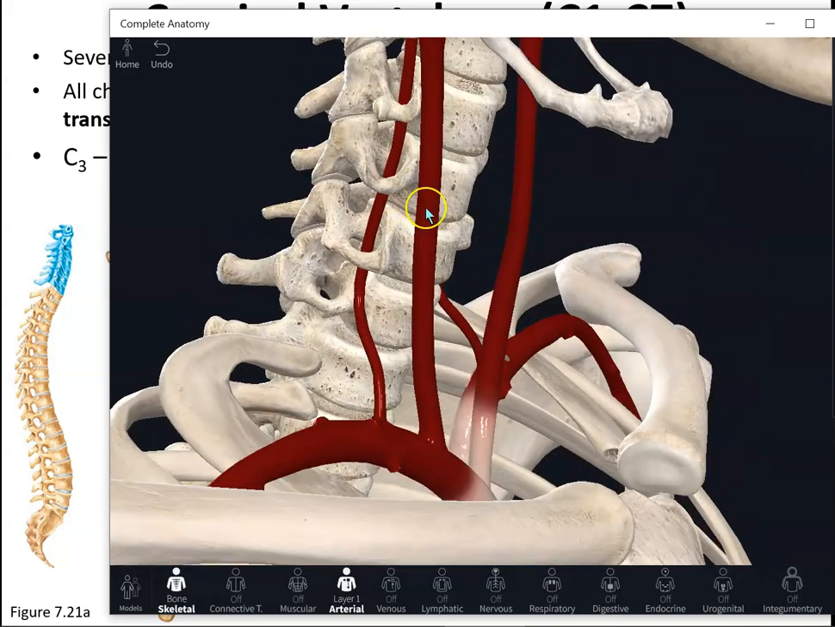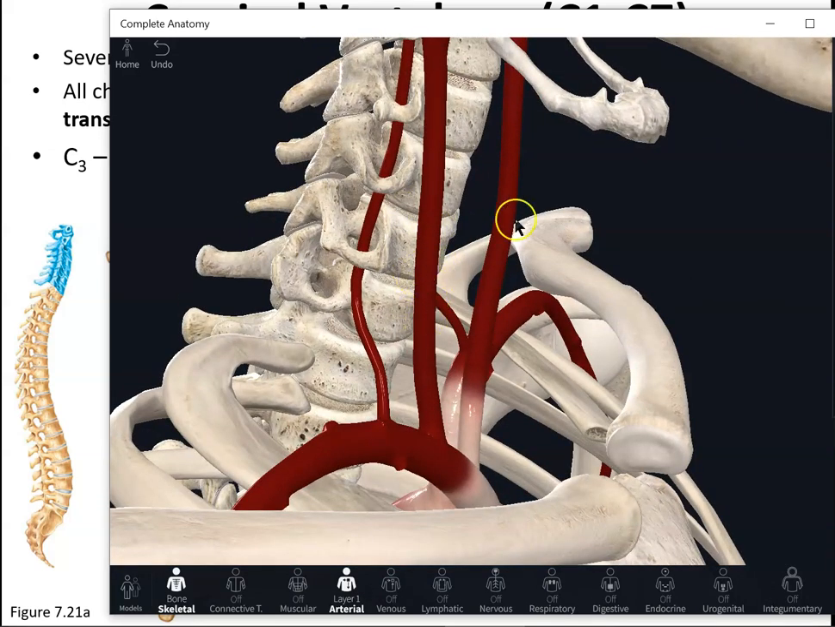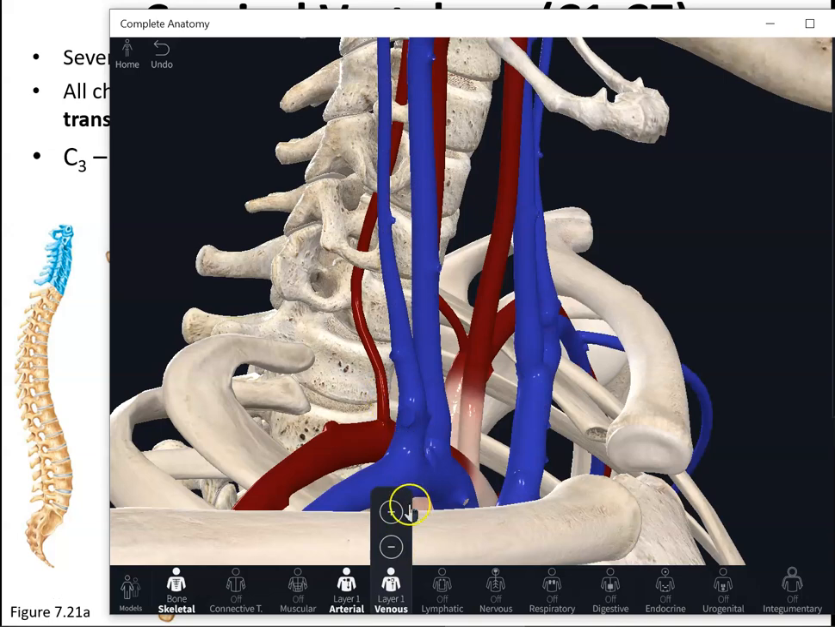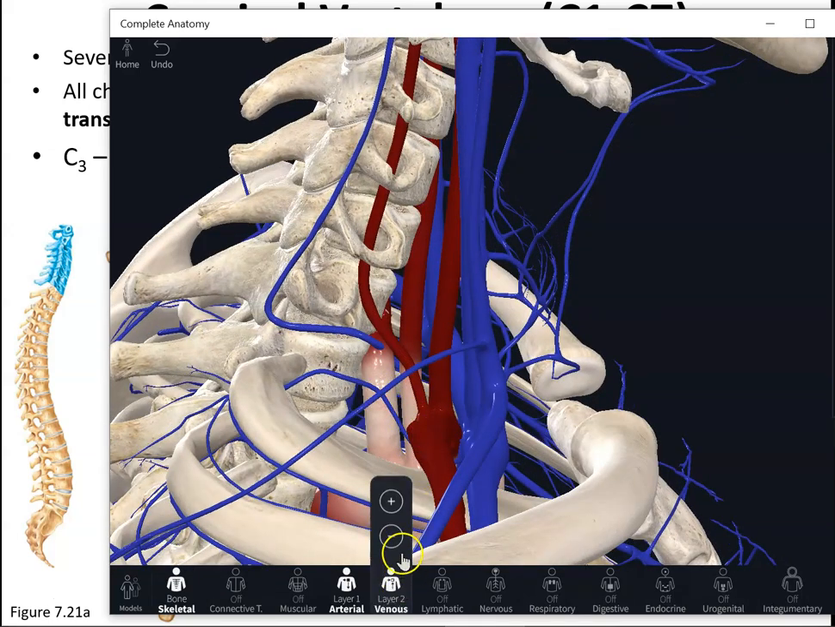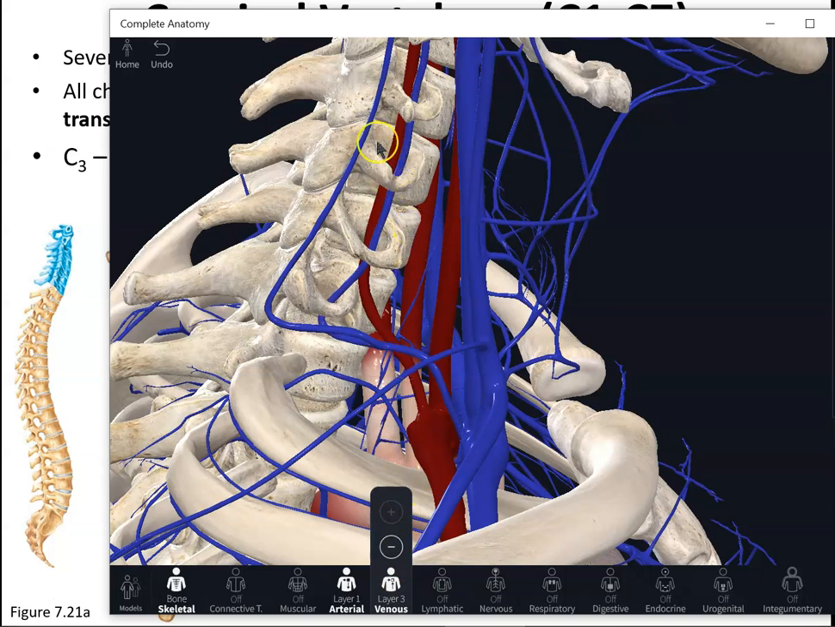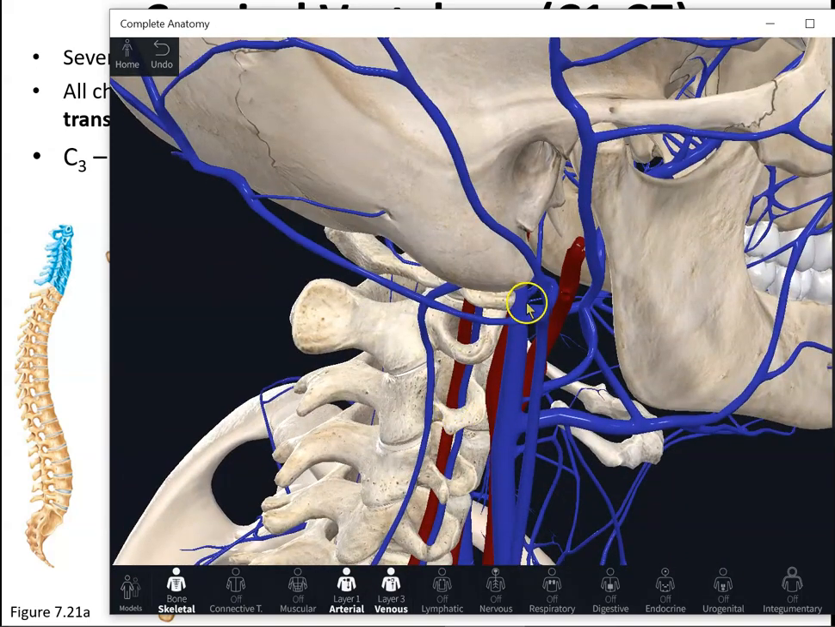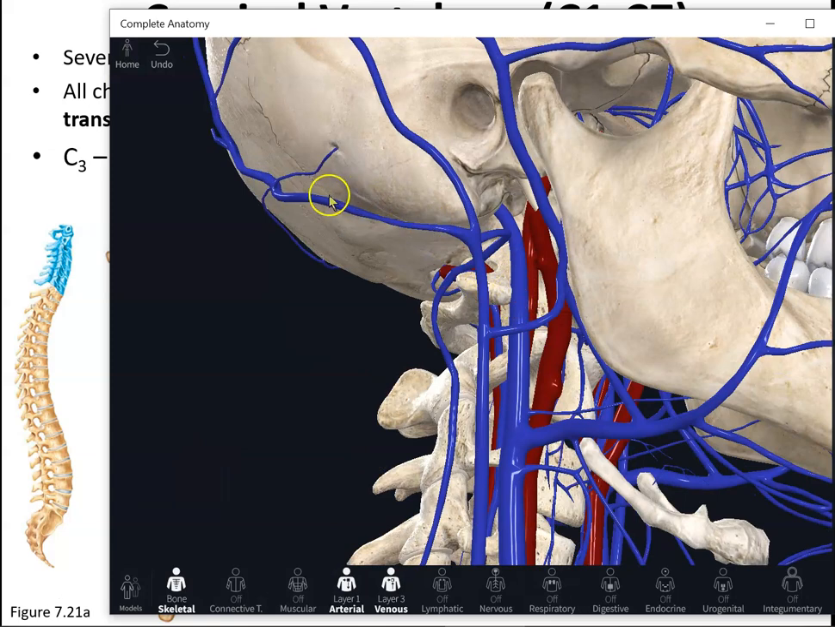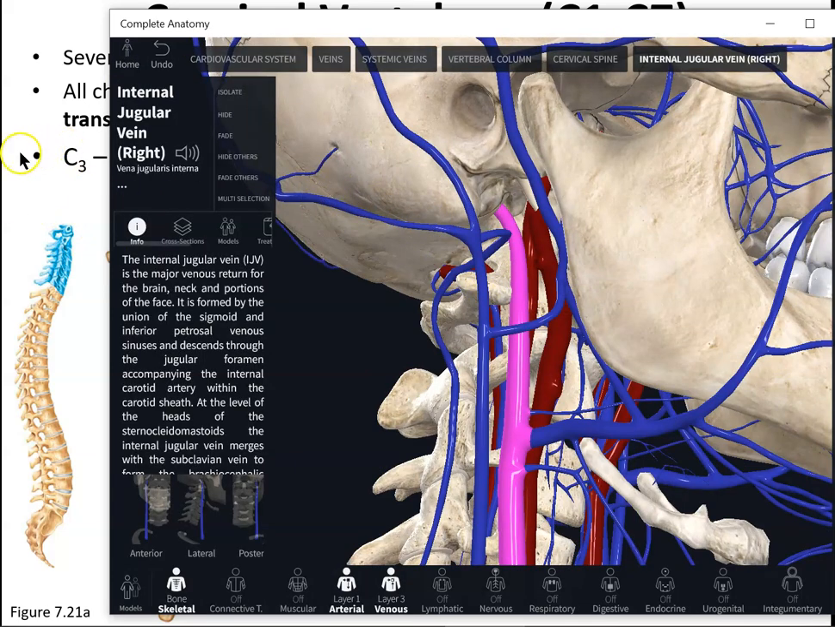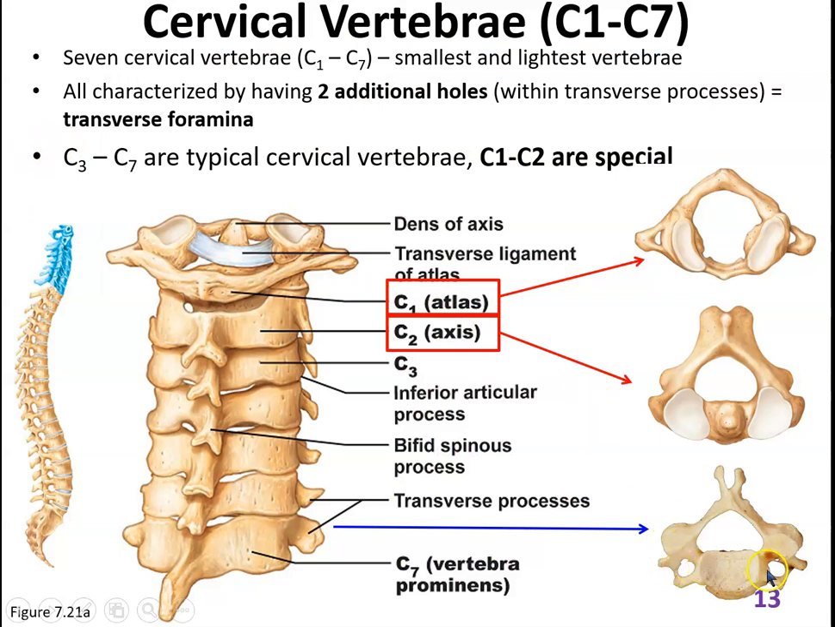We'll get to that when we get to that. Also, there are little tiny vertebral veins that are minor, and we won't even cover them in this class because there's not much flow through them compared to the massive jugular veins. Okay, so that's enough of that. So that's the transverse foramina, and you're going to see them on C3 through C7.